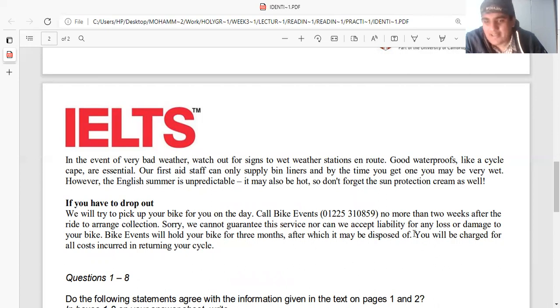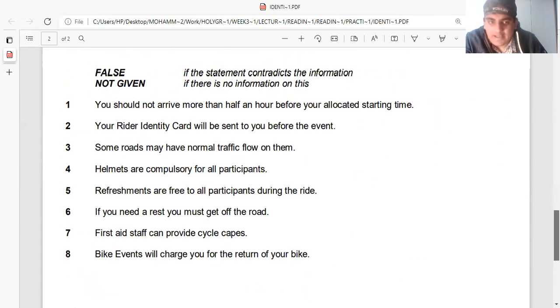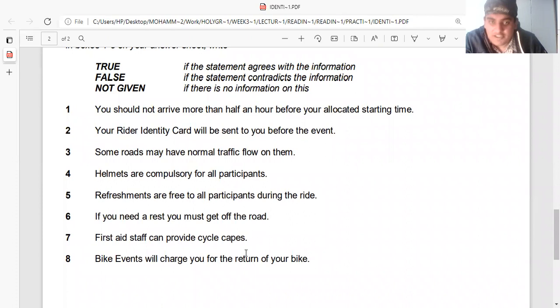There you go, fellas. The last 2 lines of this extract pretty much provide us the answer for question 8. You will be charged for all costs incurred, generated, or sustained in returning your cycle. Therefore, that is true. The statement agrees with the information in the passage. Bike events will definitely charge you for the return of your bike. Therefore, the answer for this will be true.